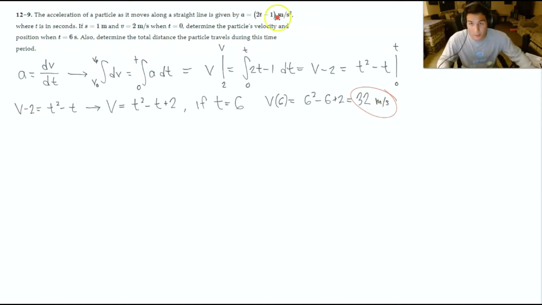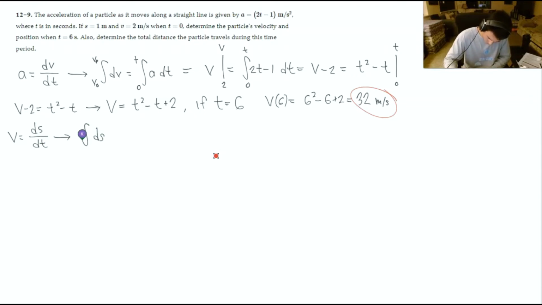Okay, let's do the next part. Now we want to know the total distance it travels. We said velocity is equal to ds/dt, that's our relationship. Then ds from some final point s to s0 is equal to the velocity dt from initial time 0 to t. What does this mean? We don't know what s final is, so we're going to leave it as s.